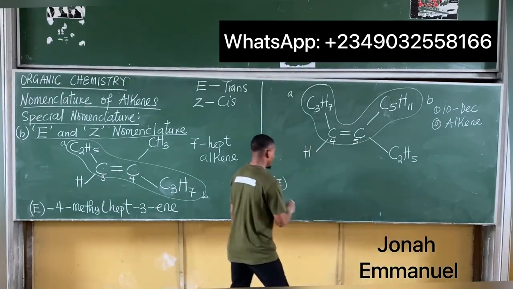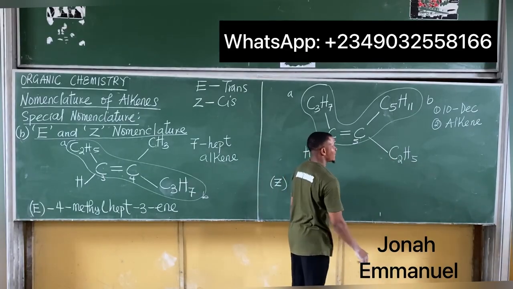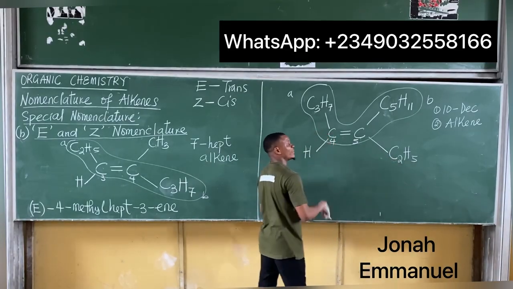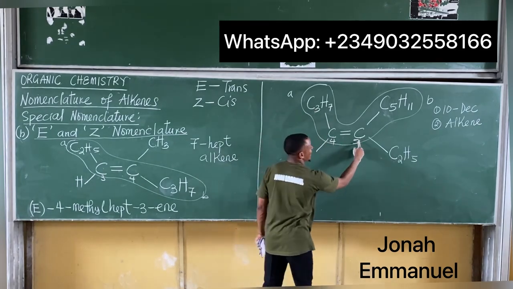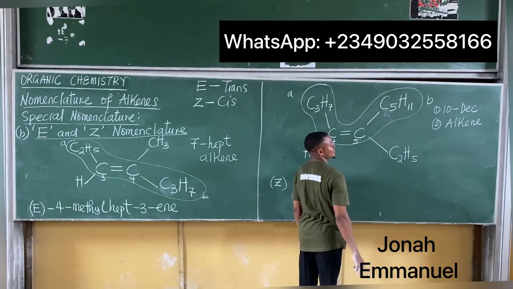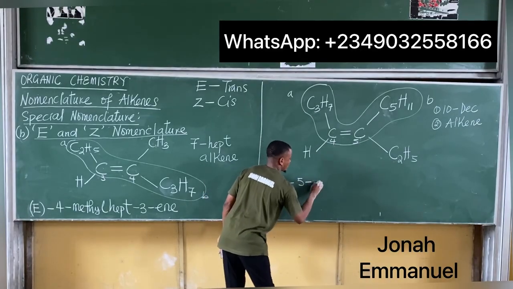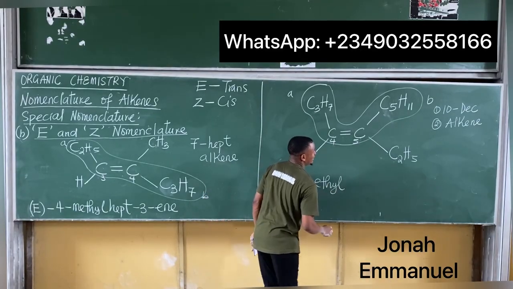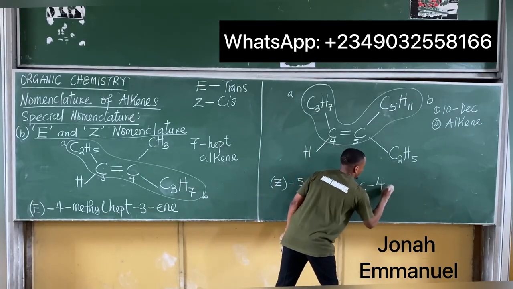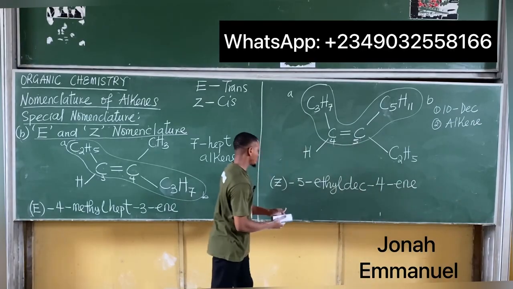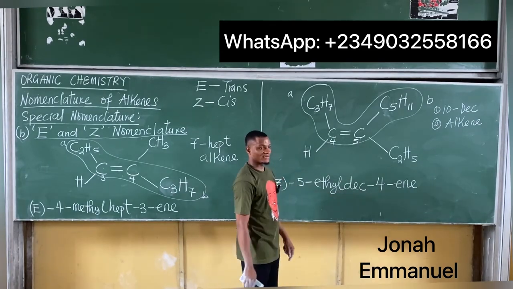So I'm having Z, which is the cis equivalent. This one becomes what we call the substituent. That's ethyl. Ethyl is attached to which of the carbons there? Carbon 5, please. 1, 2, 3, 4, 5, 6, 7, 8, 9, 10. That's how it's done. So it becomes Z-5-ethyl. Dec what? Not decino. Dec-4-ene. Or you can call it Z-5-ethyl-4-decene.